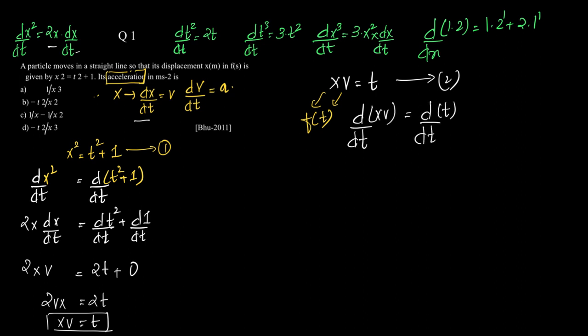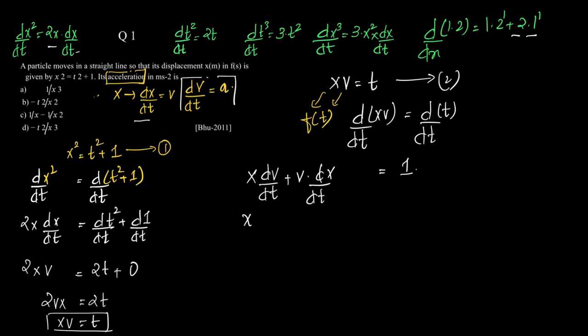Now you might be thinking, won't there be a shortcut method to solve this question? We'll discuss that too. But as of now, let's focus on the primary method. So what you get is first into derivative of the second function, which is v, plus the second function v into derivative of the first function, d by dt of x, is equal to, what is d by dt of t? It is 1.